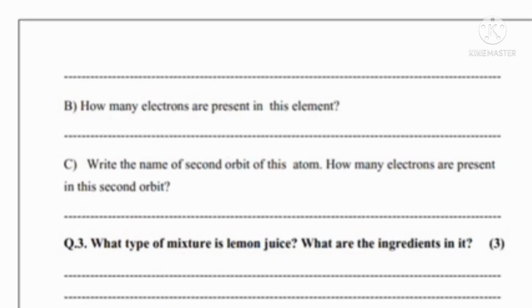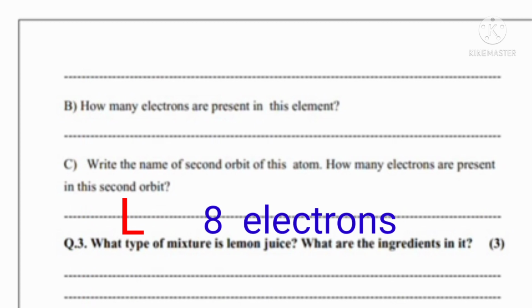Question number next, how many electrons are present in this element? 11 electrons are present in this element. Question number C, write the name of second orbit of this atom. How many electrons are present in the second orbit? Second orbit of this atom is known as L, and 8 electrons are present in the second orbit.